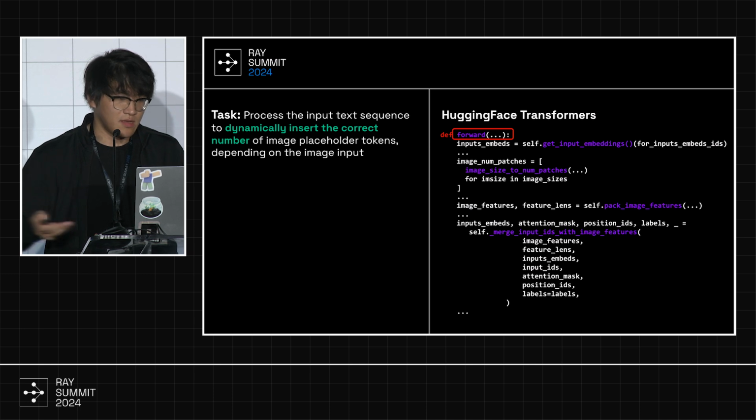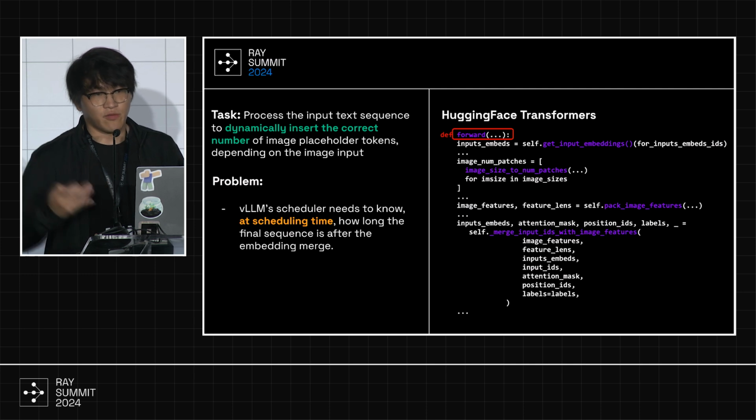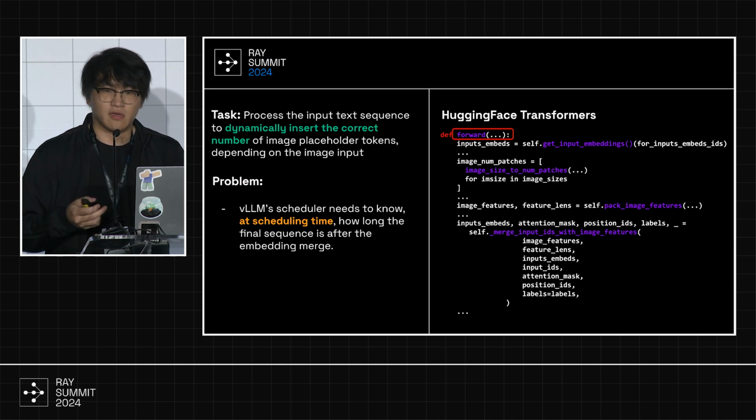And this doesn't work on vLLM for two reasons. The first reason is that on vLLM, our scheduler needs to know beforehand, at scheduling time, how long that final sequence is, because that's how we allocate the resource, the KV cache, for the sequence, and how we decide whether to run the sequence or put it in the queue.